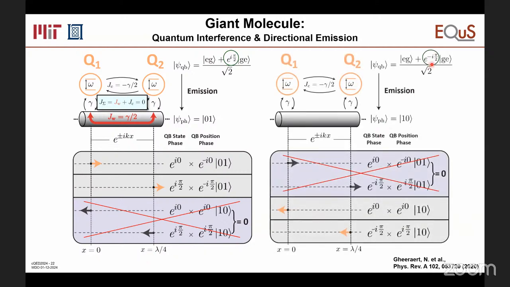Now, if we instead change the phase to minus pi over two, the discussion follows exactly, except it's now the rightward photon that destructively interferes, and only the leftward photon survives. Okay, so we basically have a way to directionally send the photon right or left, depending on the phase that we choose. Plus or minus pi over two.